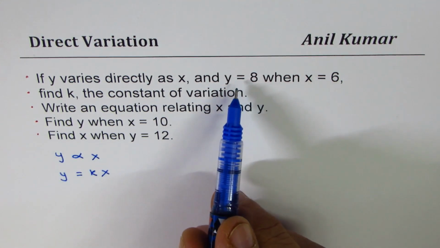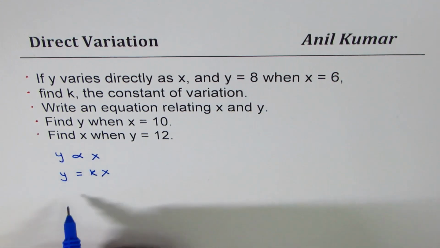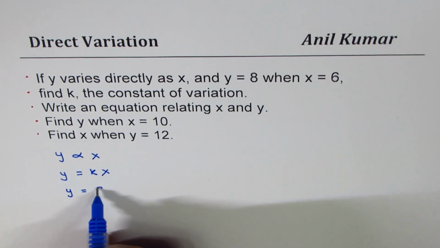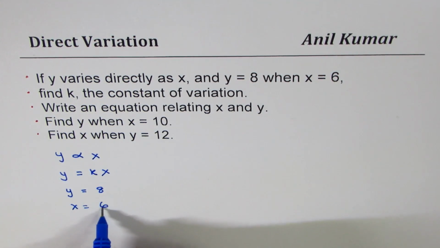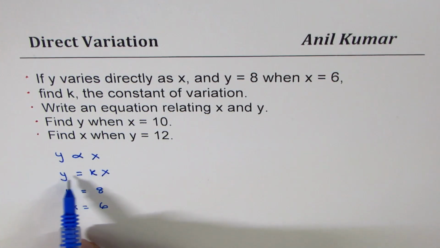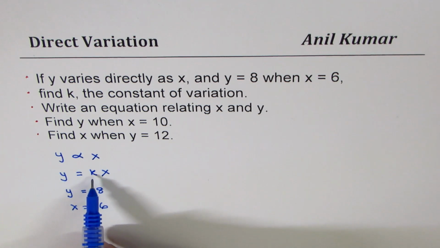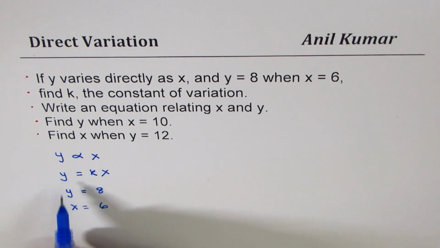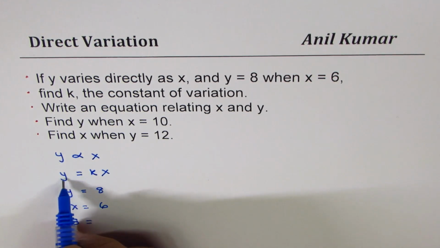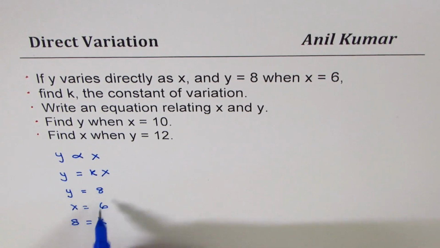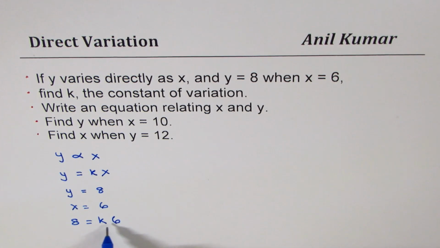Now from the given values of y and x, we can find k. We are given y equals 8 and x equals 6. Substituting these values in the above equation, we can find k, right? So y is 8, so we'll replace y with 8. K times x is 6. So k is equal to what? Let me put brackets here. K will be equal to 8 divided by 6. You can simplify this fraction, dividing both by 2, as 4 over 3, right?